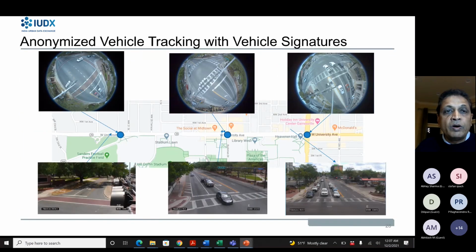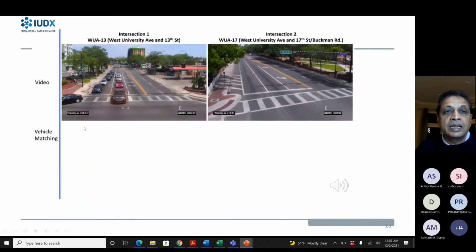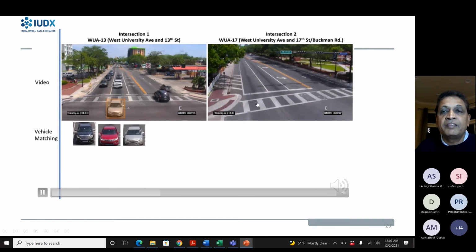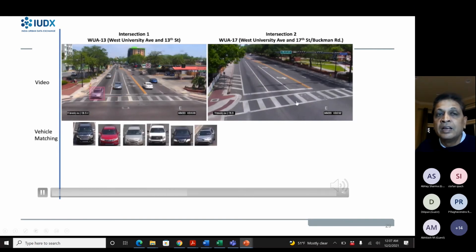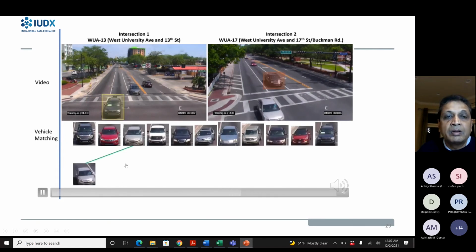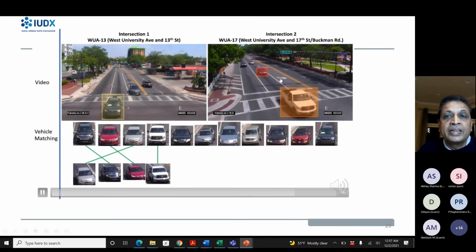We also want to be able to use this data to create anonymous signatures so that we can track vehicles across multiple intersections. So for example, in this case, if all these vehicles are arriving at intersection 1 and then they go to intersection 2, the same vehicles are generally going to arrive at the next one. Obviously, there is going to be leakage where some vehicles will take a left turn and go away, but for a good fraction of the vehicles, we can know when they arrived at the next intersection.